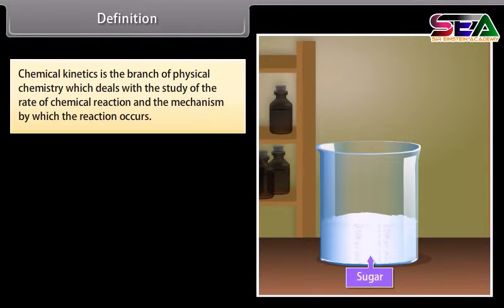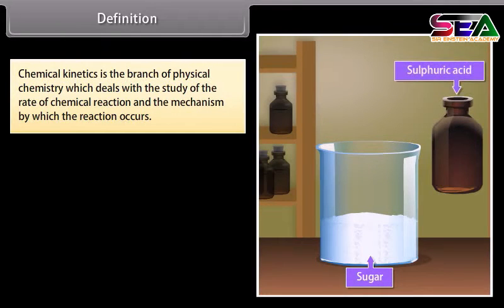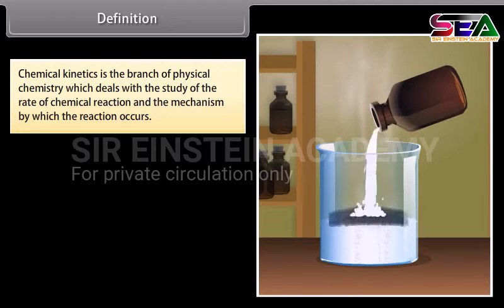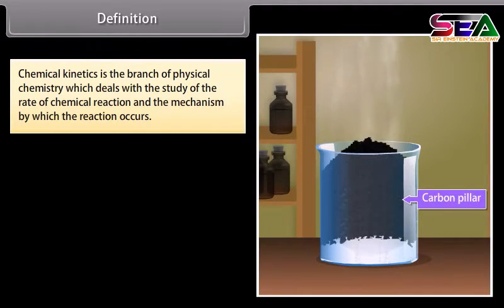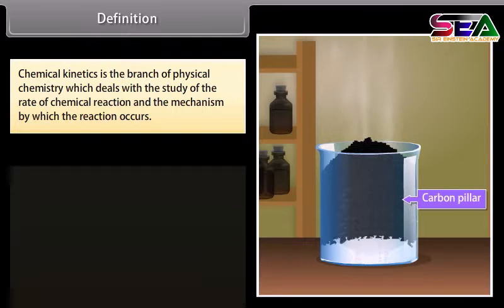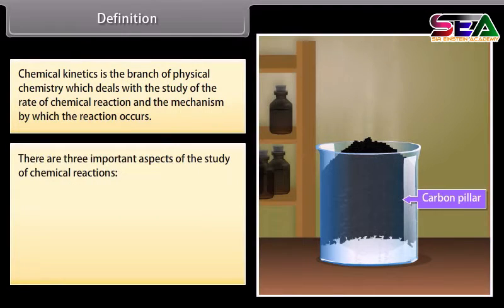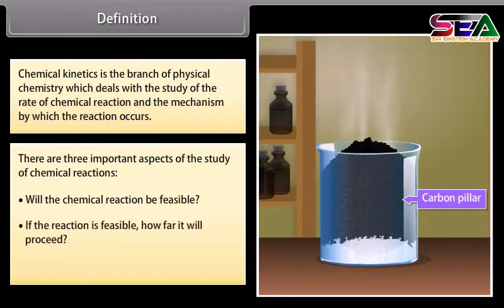Definition. Chemical kinetics is the branch of physical chemistry which deals with the study of the rate of chemical reaction and the mechanism by which the reactions occur. There are three important aspects of the study of chemical reactions. Will the chemical reaction be feasible? If the reaction is feasible, how far will it proceed? How fast a reaction would occur?